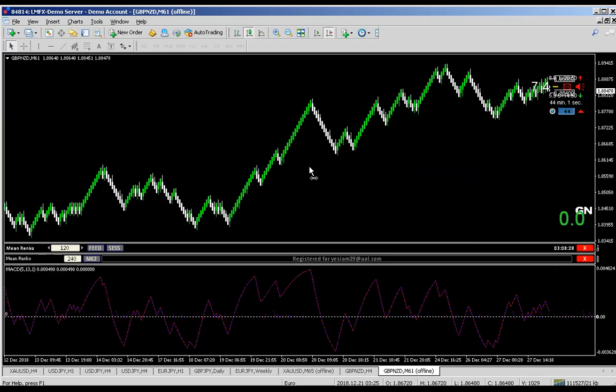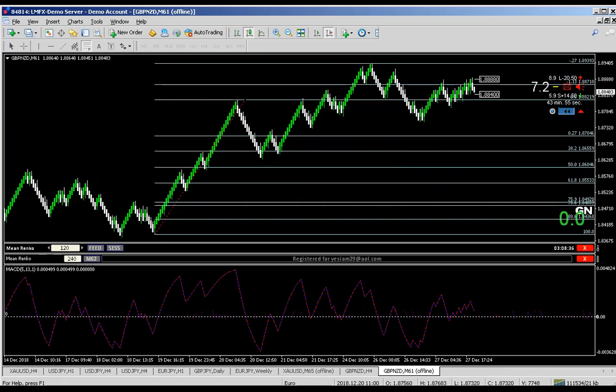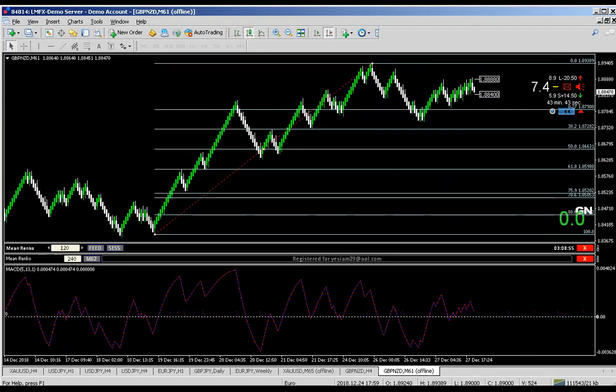But speaking in terms of harmonics and understanding, let's take this bottom here. So we have a 38.2 retracement with a 2.7. So if price does not continue to go up, but possibly double tops here, we could be looking at a cipher pattern, which is going to be at 786. We're looking for price to come down here.